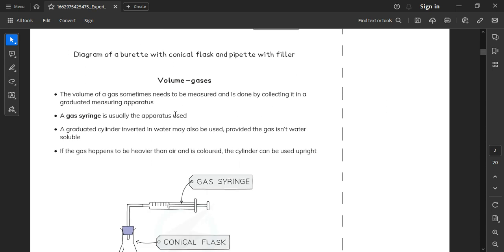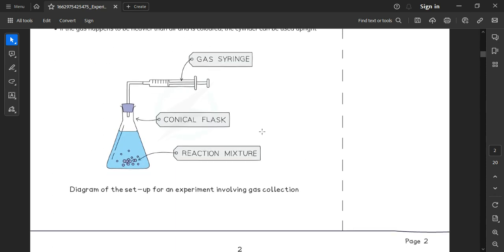Let's look at volume of gases. The volume of a gas sometimes needs to be measured and is done by collecting in a graduated measuring apparatus. A gas syringe is usually the apparatus used. A graduated cylinder inverted in water may also be used, provided the gas is insoluble in water. If the gas happens to be heavier than air and is colored, the cylinder can be used upright.